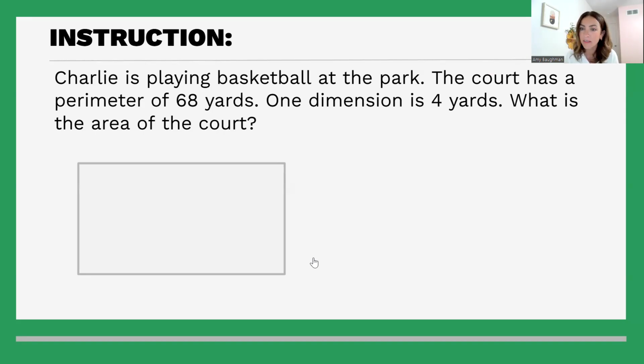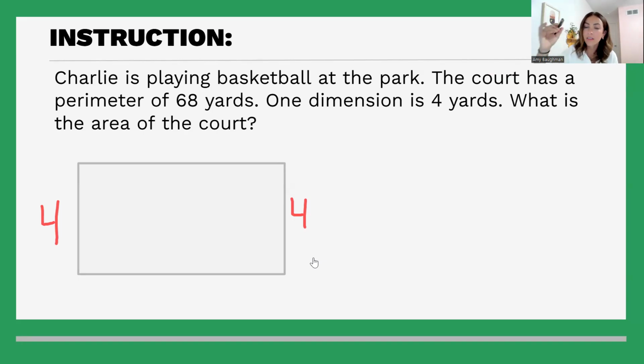Okay, so let's break down this problem. Peter, what information does this problem already tell me? Yes, that one of my dimensions is 4. And since we know opposite sides are the same, the other side of this rectangle is going to be 4. Now my perimeter is 68. So what can we do with the information that we have?